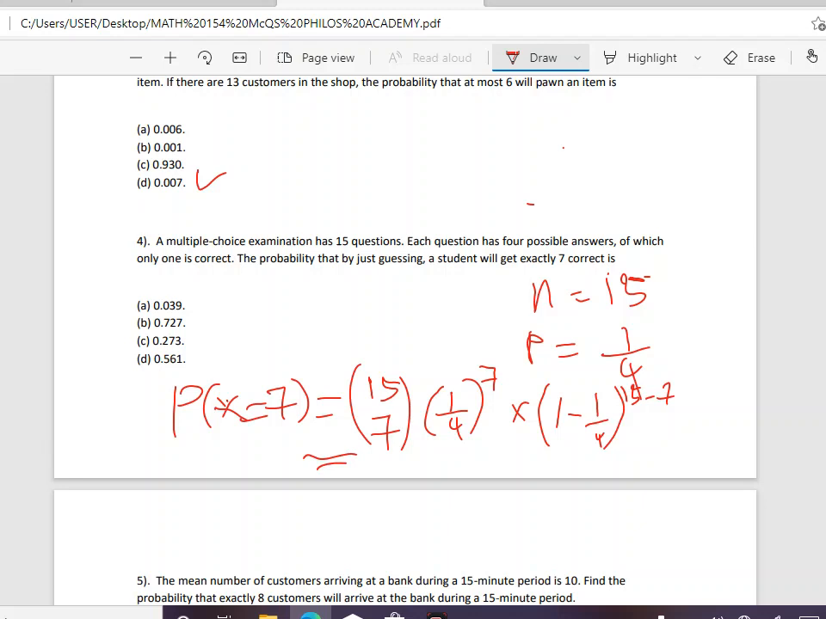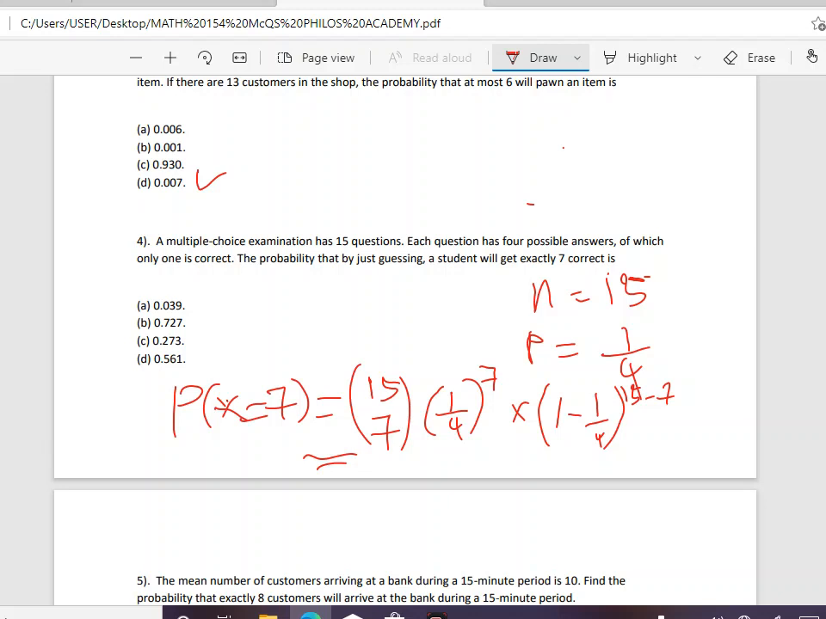To do that, remember how to input a combination. You first type 15, then you press shift and check where the division sign is. On top of the division sign, they've written nCr. You click on the division sign itself to get a combination. Then you type 7.